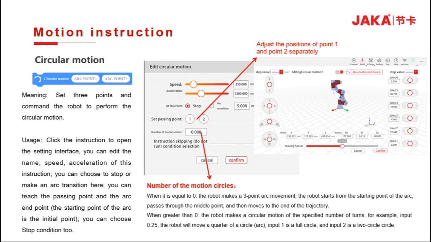Fourth, the number of motion circles. If the number of motion circles remains 0, the robot will perform a 3-point motion, which corresponds to a semicircle. Entering 1 lets the robot perform a full circle motion.